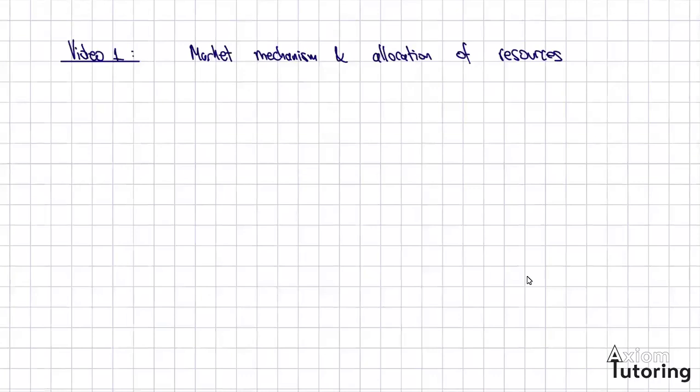I'll do a set of videos on microeconomics. I'll start with this first video, which is on market mechanisms and allocation of resources. So one of the questions that we ask is, how do resources get allocated in a market-based society?